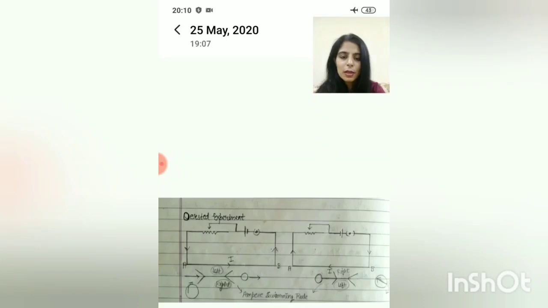In the figure you can see that when the key is on, the current is flowing through the circuit. And when we place a magnetic compass needle near this circuit, then the compass needle shows deflection.